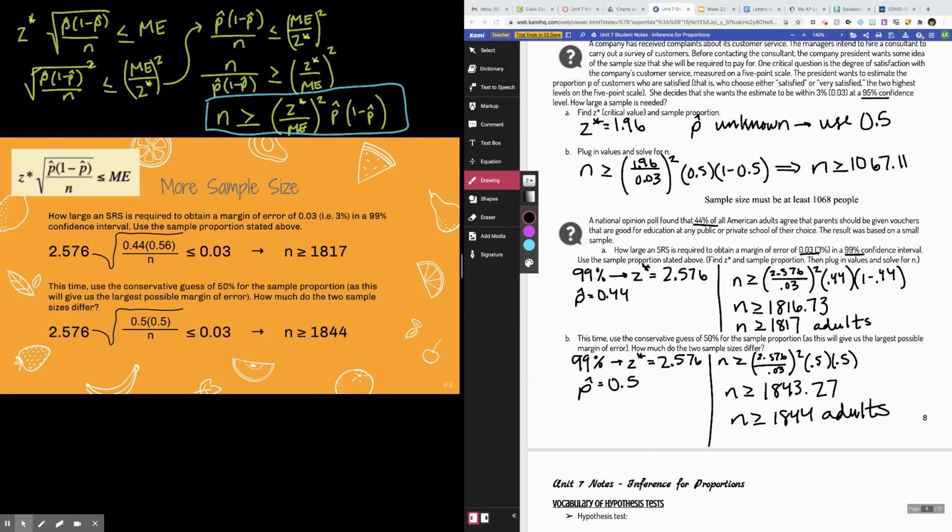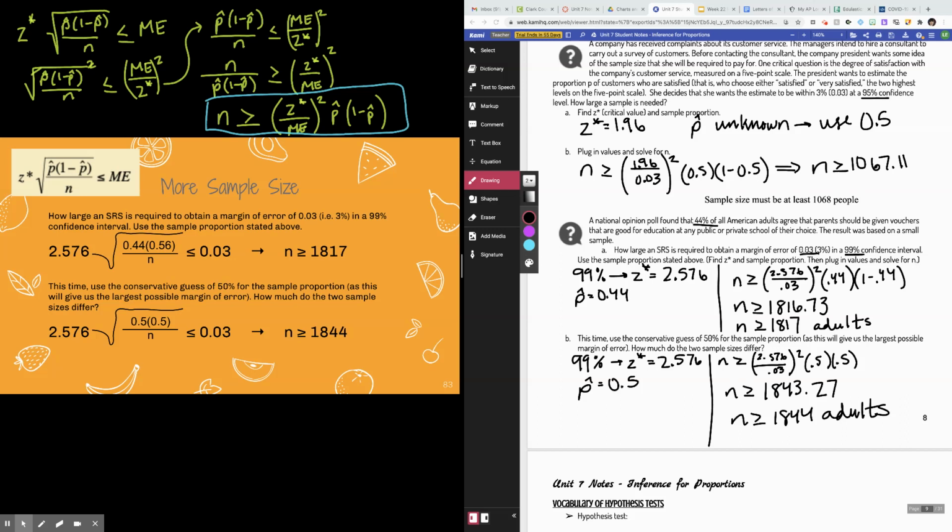Okay, for part B, it says this time we're going to use our most conservative guess of 50%, because that's going to give us our largest possible margin of error, right? Like it'll get us closer to that margin of error. So you're essentially guaranteed, if you choose this many people, no matter what your p hat is, that you will have at the very least that 0.03 margin of error.